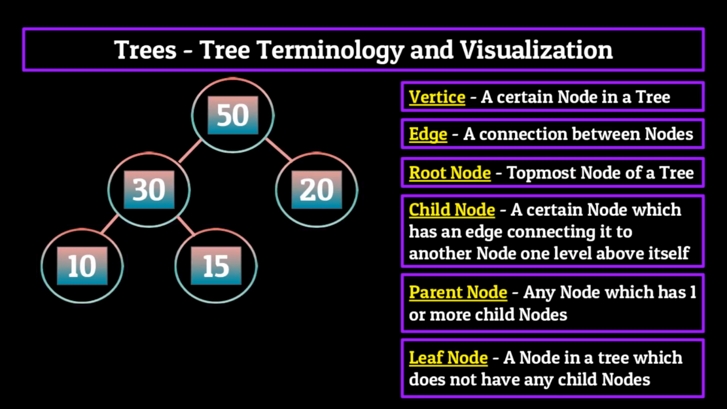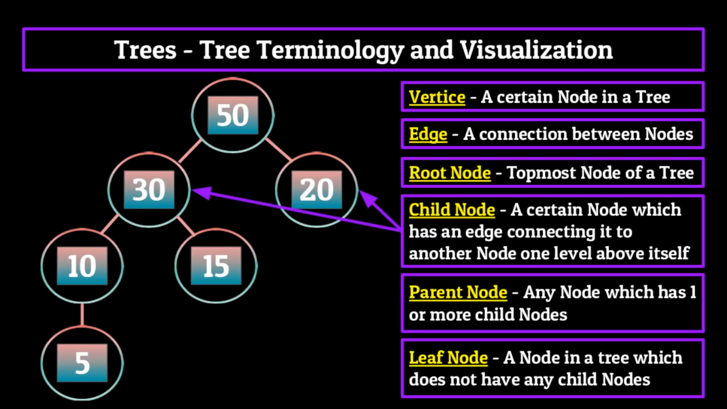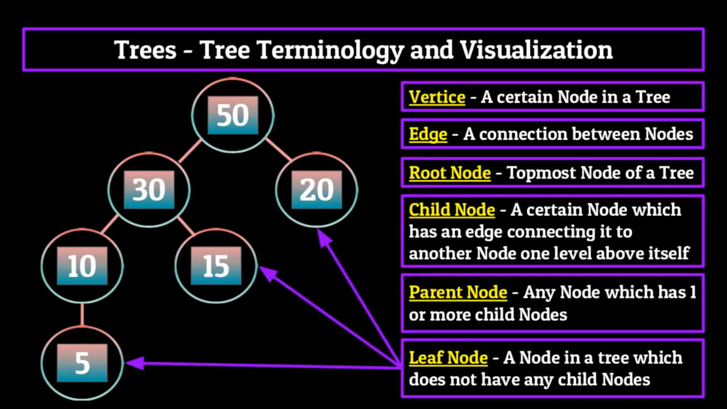Finally, let's add one more node as a child of the 10 node, and there is our tree in all its glory. As a quick review, the 50 node is the root node, the 30 and 20 nodes are children of that root node, and the root node is thus the parent of the 30 and 20 node. Then, the 10 and 15 nodes are children of the 30 node, and the 30 node is thus a parent node to both the 10 and 15 nodes. The 5 node is a child of the 10 node, and the 10 node is a parent to the 5 node. And finally, the 5, 15, and 20 nodes are all leaf nodes because they do not have any children.